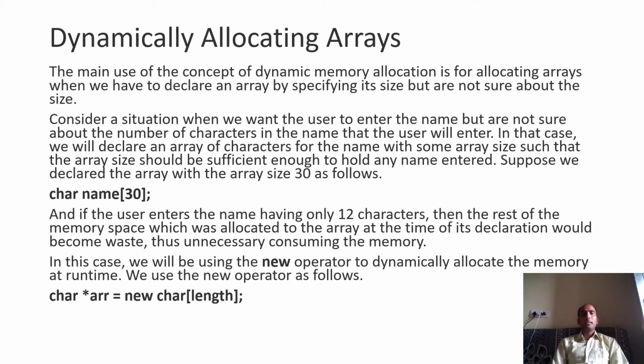Character pointer variable name equals new char and then the length. This length you can take from the user also. You can initialize it on your own, it's your choice, but you can give a message to the user, enter your length, then accept the length, and then dynamically allocate the memory. This will allocate whatever size you give at runtime. If you say 10, it will allocate 10 bytes. If you say 20, it will allocate 20 bytes, and so on.